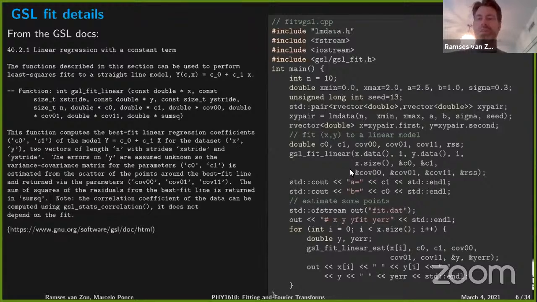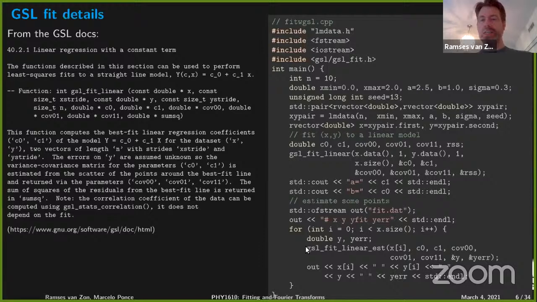And then the rest has to be given as pointers too, because it has to fill them. It's a C library, and C libraries don't know pass by reference, so we have to give it a pointer. So I have to put an ampersand on each of these elements to make them into pointers, so that this function can actually fill them. So I've called this, and then that's it. The fitting is now done in some sort of magical way. And I can print out what the A value is, which would be C1, and what the B value is, which would be C0.